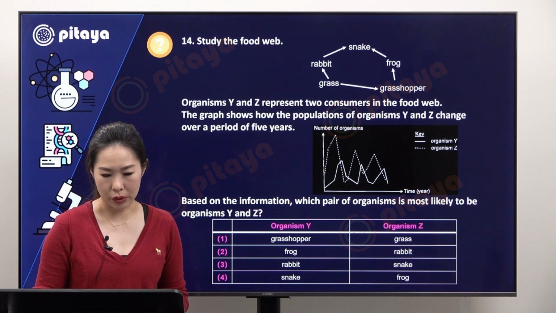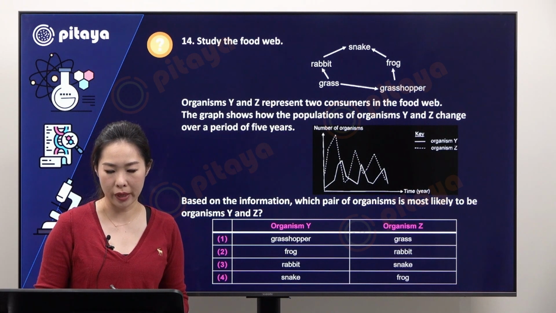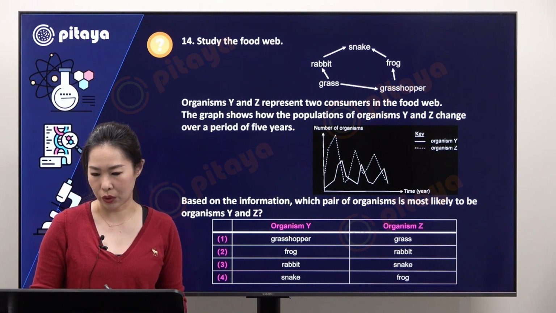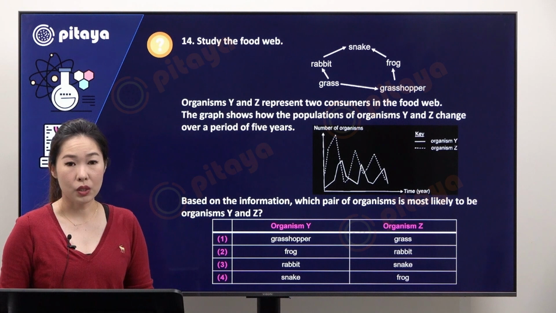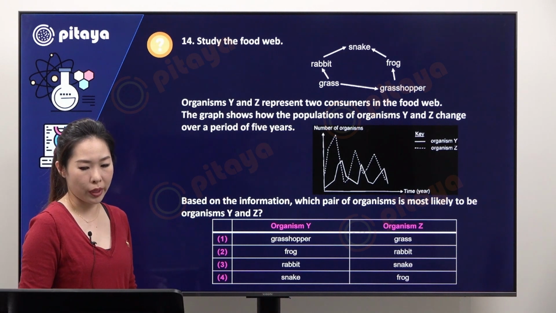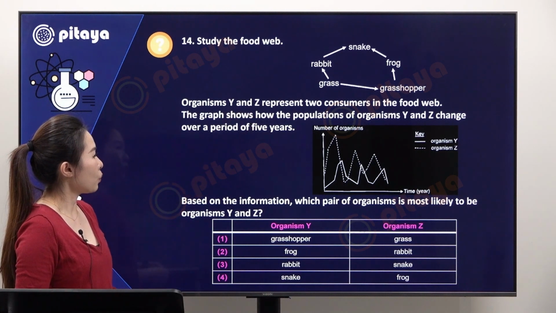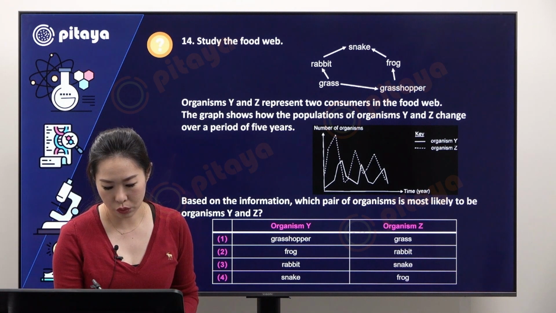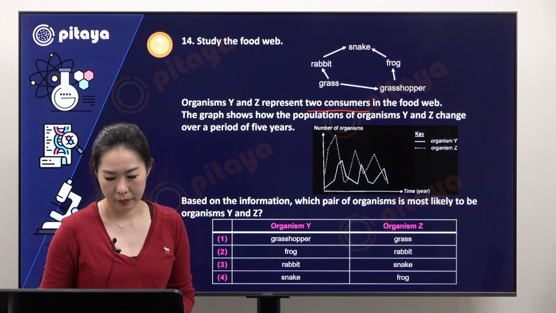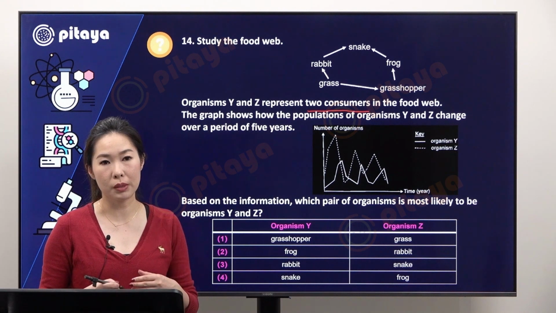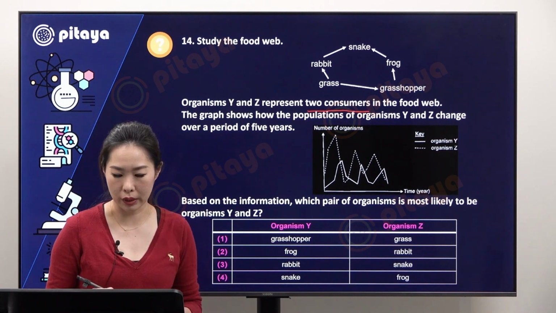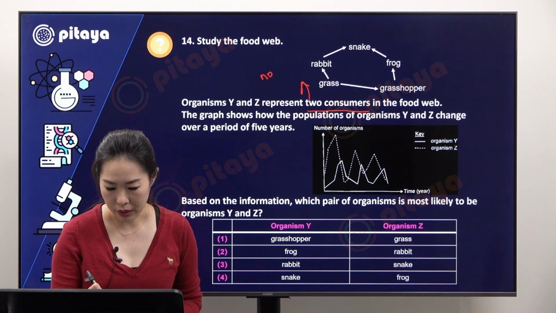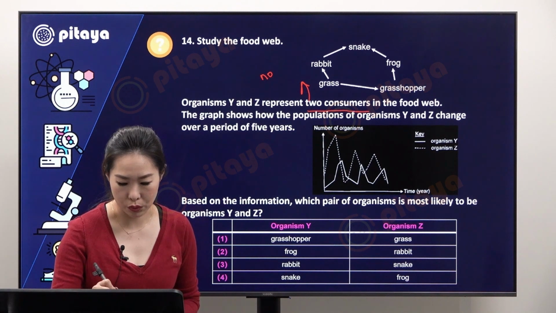Next question, also on the P6 topic on food chain, food web. This is the question I think some of the students have also gotten mistakes. In this question, we are shown a food web, and we have two organisms, Y and Z, which represent two consumers. Consumers means animals that feed on other organisms, which means that it should not be the grass. The grass is a producer.